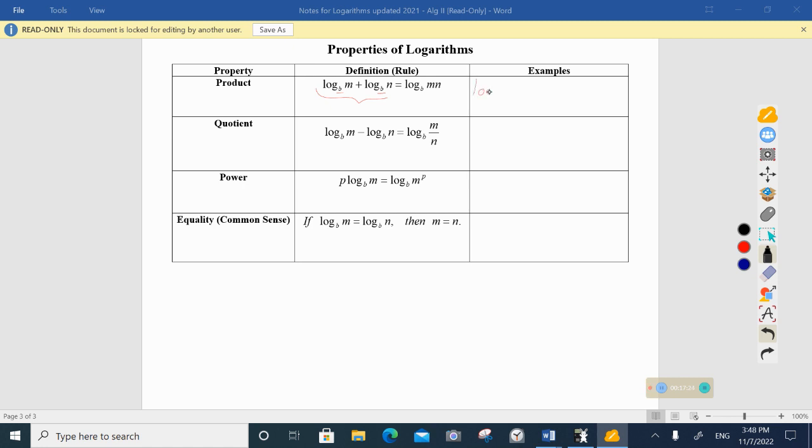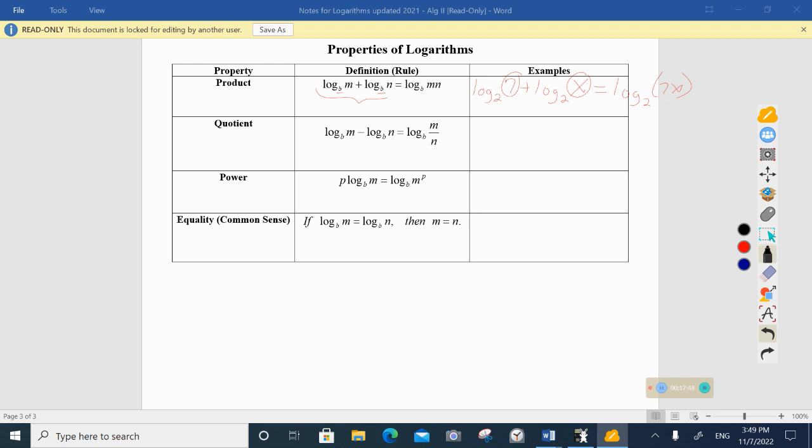So here's an example. If I have log base 2 of, let's just say 7, plus log base 2 of x, you can compress that into one big happy log, log base 2, and you're going to multiply the stuff on the inside. 7 times x is 7x. So that's compressed into one big happy log.